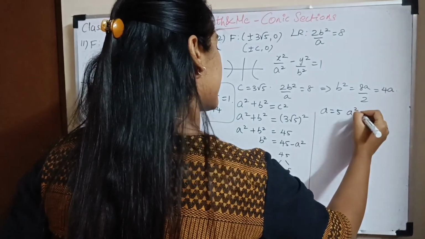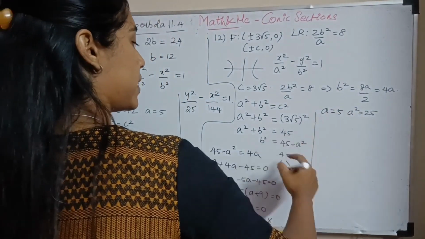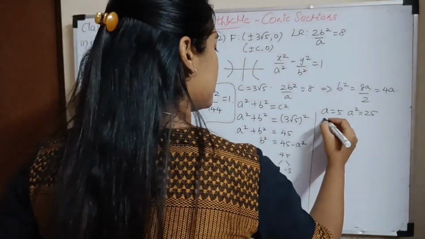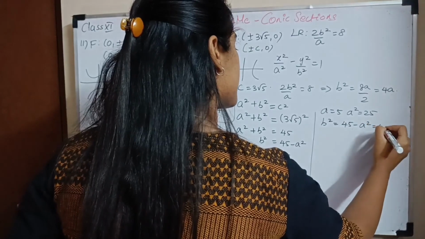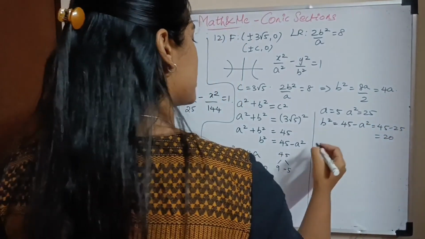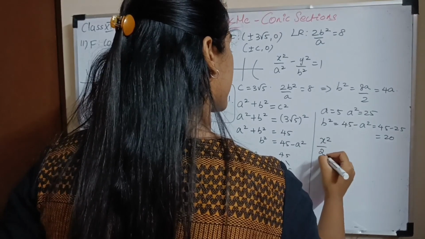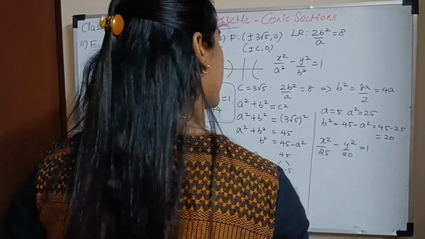So a square is 25. So what does my equation become? Sorry, we found a square. Now what is my b square? B square is 45 minus a square, which is 45 minus 25, which is 20. So my equation now becomes x square divided by 25 minus y square divided by 20 equals 1. Okay.